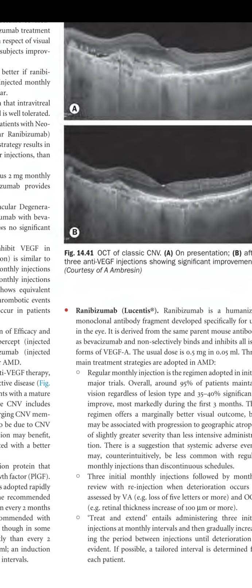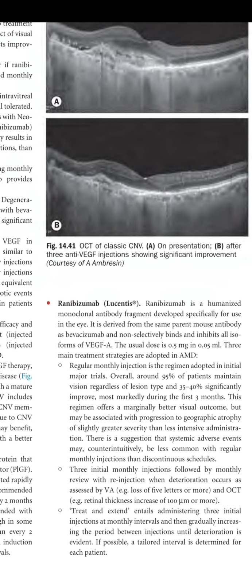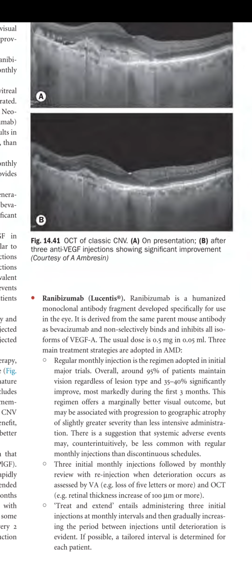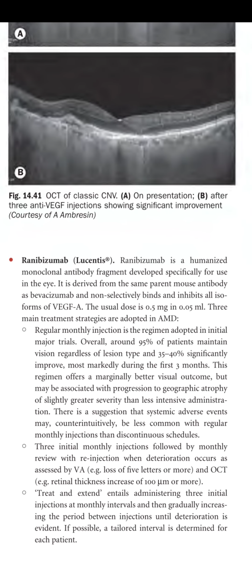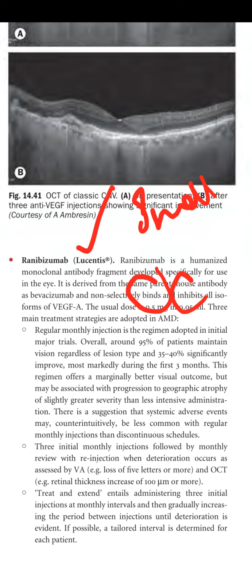Then there is ranibizumab, also known as Lucentis, which is a brand name. Ranibizumab is a humanized monoclonal antibody fragment. So it is a fragment, and it is smaller than bevacizumab. Developed specifically for use in the eye, it is derived from the same parent mouse antibody as bevacizumab and non-selectively binds and inhibits all isoforms of VEGF-A. The usual dose is 0.5 milligram in 0.05 ml.